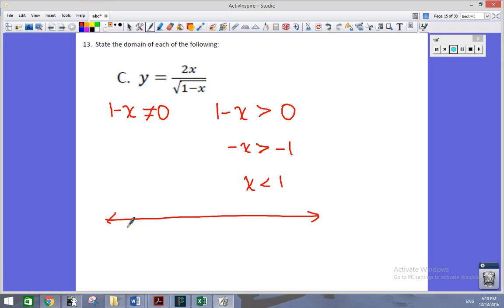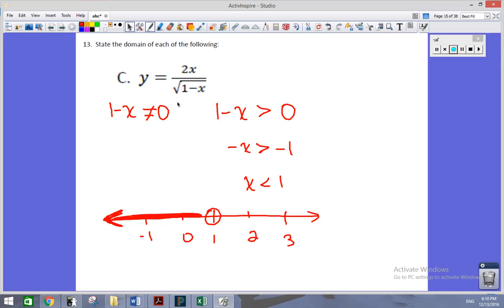So if I draw a real quick number line, just to give me a picture, values of x that are less than 1 are to the left of 1. Values like 2, 1 minus 2 was a negative number. I had to avoid that. 1 minus 1 was 0 in the denominator. I had to avoid that. But numbers like 0, 1 minus 0 is 1. I can take the square root of 1, so I'm good.